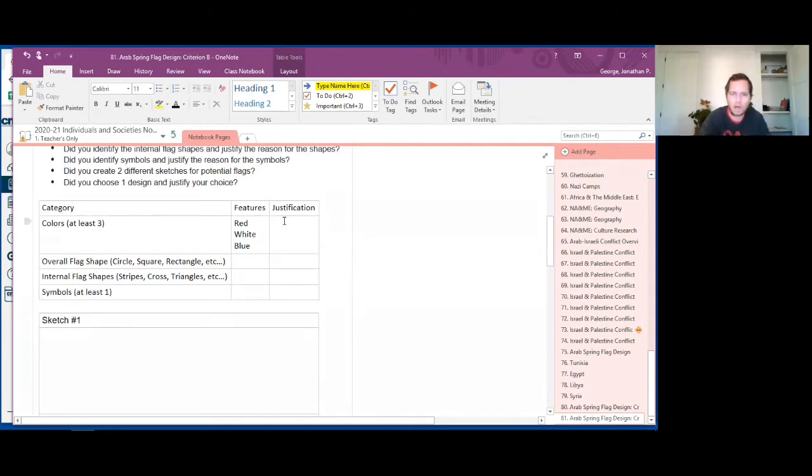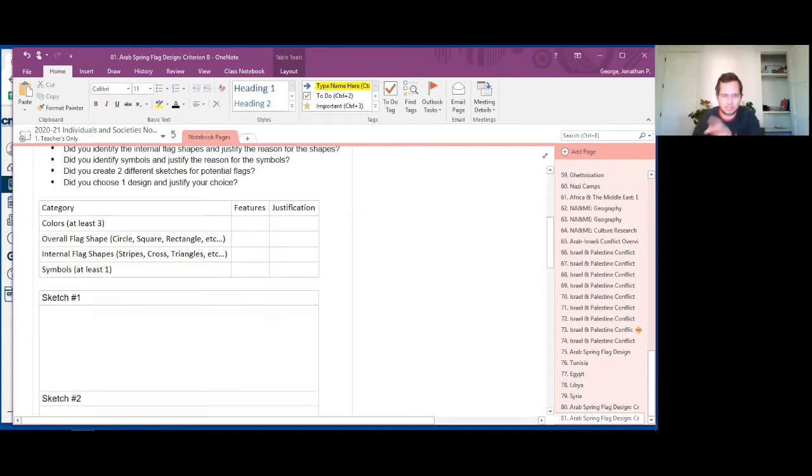Okay, then you write your justification why. You explain why those are the colors that you picked. All right, you write your justification there. Red represents whatever you determine to be your purpose or reason for having red. Remember, everything in a flag is intentional. Everything is important. Okay? Again, that's just an example.